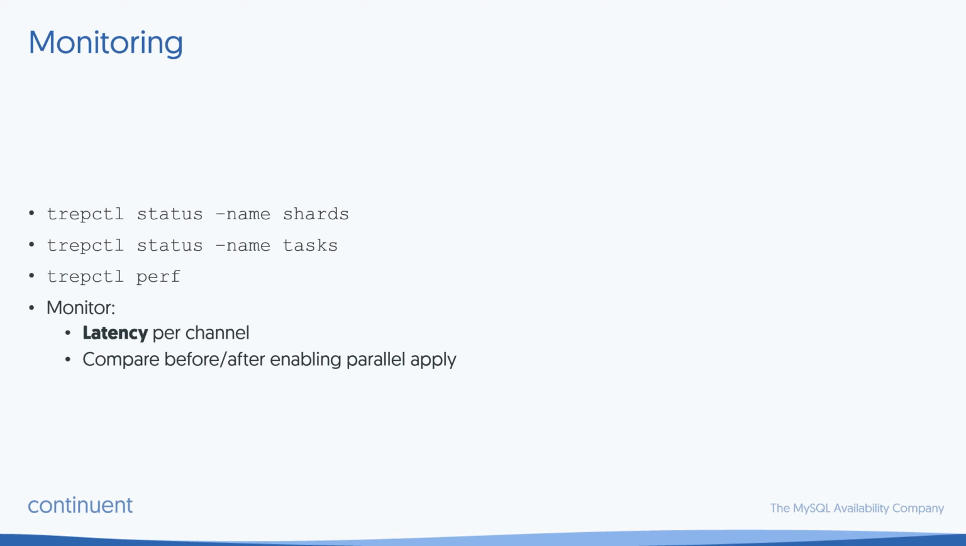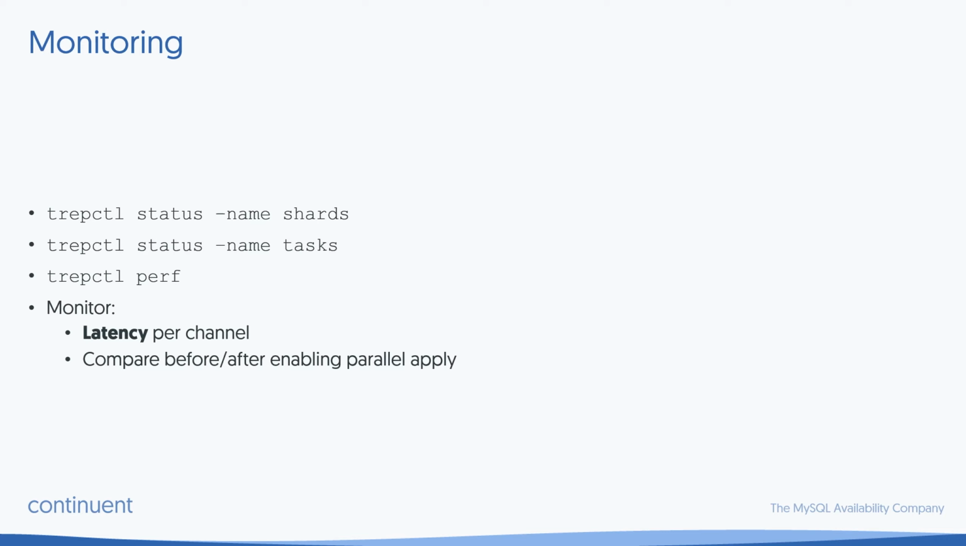What's important to note is when parallel apply is enabled, if you're looking at just the basic trepctl status output, there will only be one value of applied last sequence number. In the regular trepctl status output, that value is the minimum recovery position across the apply channels. So what that means is it's the position where the channels restart in the event of a failure. It's quite conservative and it may make replication appear to be further behind than it actually is.